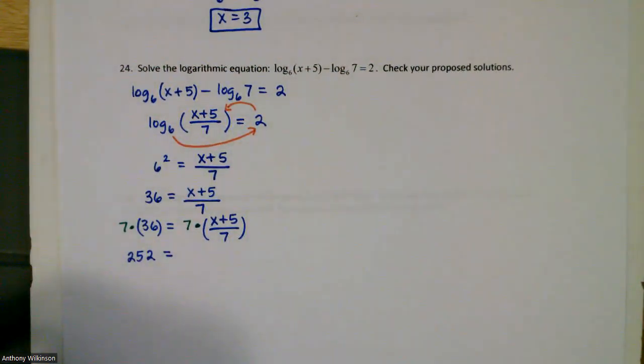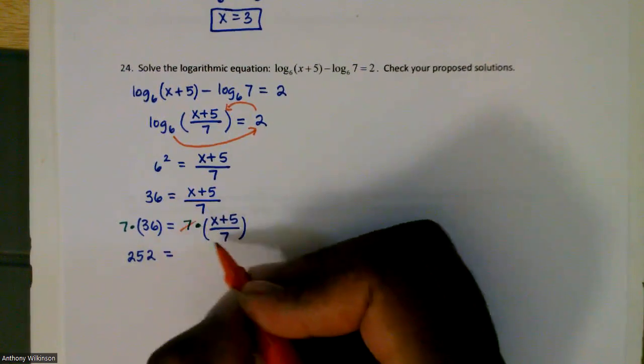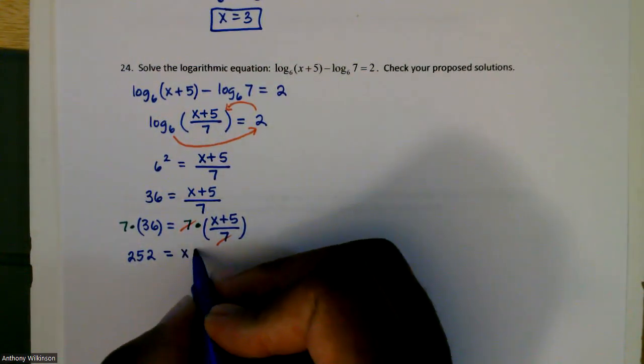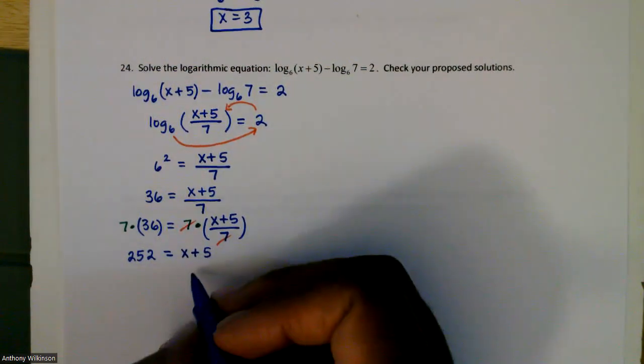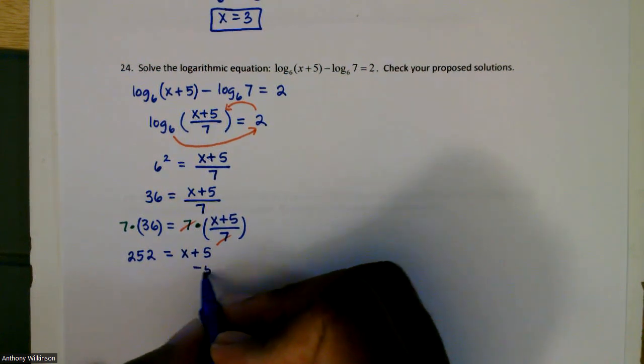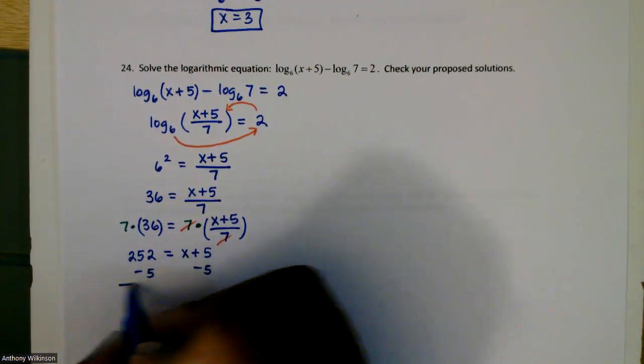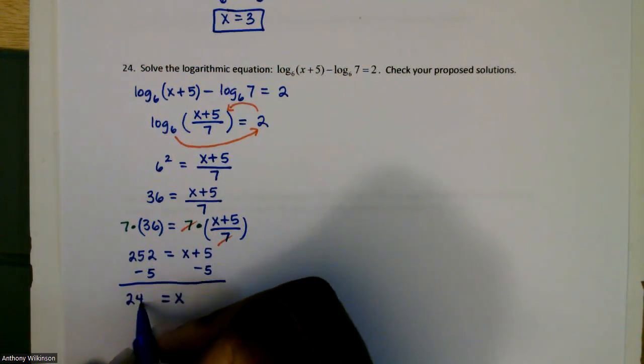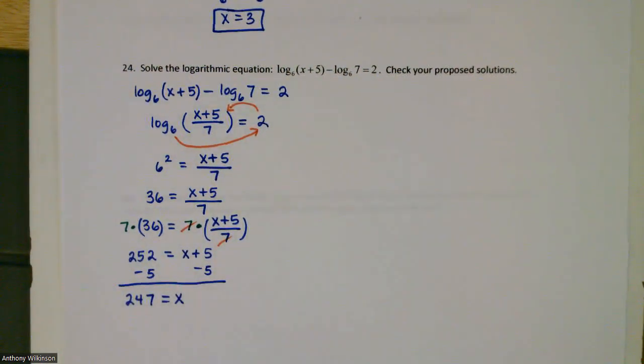That's equal to, here these 7s divide out. You're left with x plus 5. So I got 252 is equal to x plus 5. Now we can solve for x by subtracting 5 on both sides. So that means x is equal to 247. That's my proposed solution for this logarithmic equation.